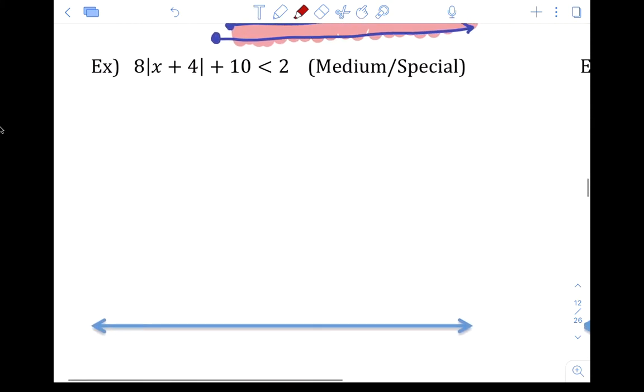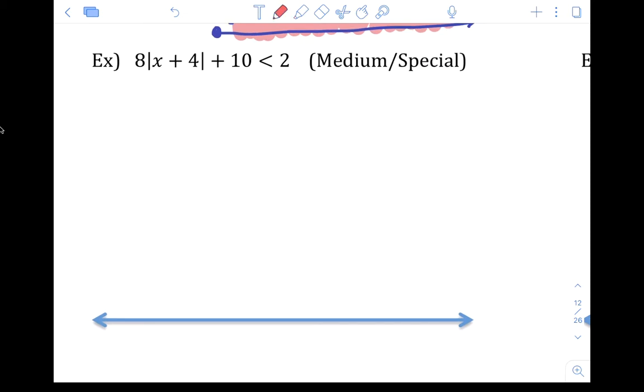So let's go to the last example for an and, then we'll switch to the ors. Automatically, before we even decide that this is an and, we have to isolate those bars. And then we'll make that decision. Even though we kind of have a hunch it's probably going to be an and because it's a less than symbol, that's not a guarantee. So I'm going to subtract 10.